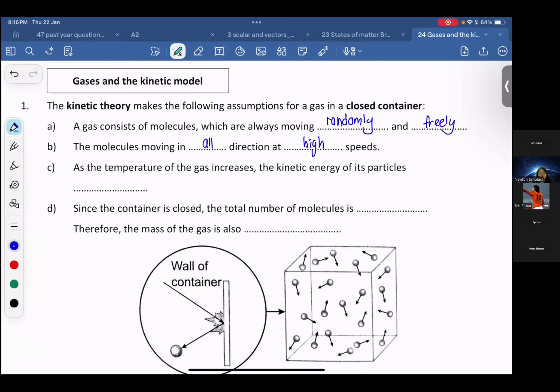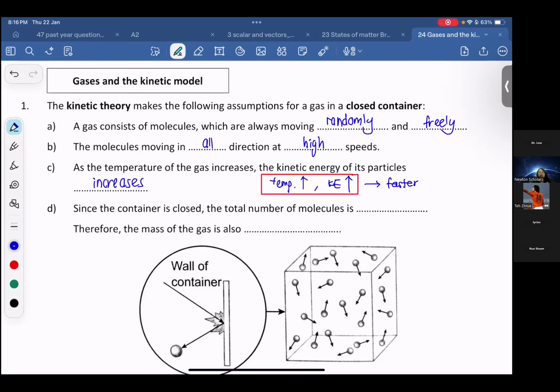When temperature increases, what happens to the kinetic energy? When temperature increases, particles gain energy. Particles gain kinetic energy, so the energy increases. So how do they move? The particles will move faster. When temperature increases, kinetic energy will increase. These two are related to each other. When kinetic energy increases, particles move faster. So as temperature increases, kinetic energy increases. Write down.